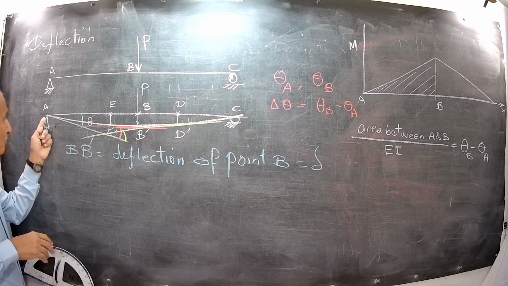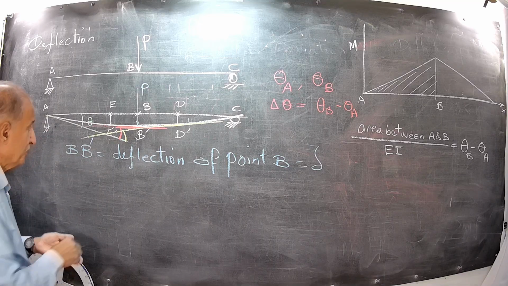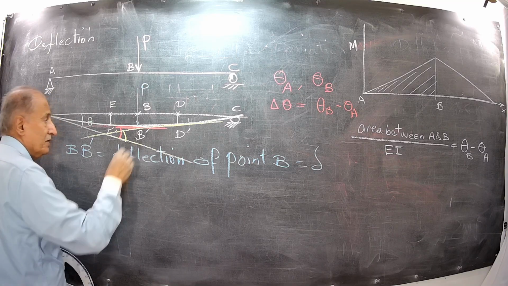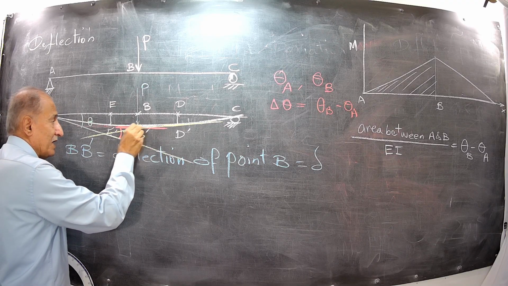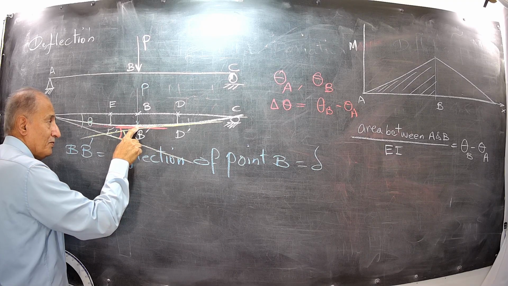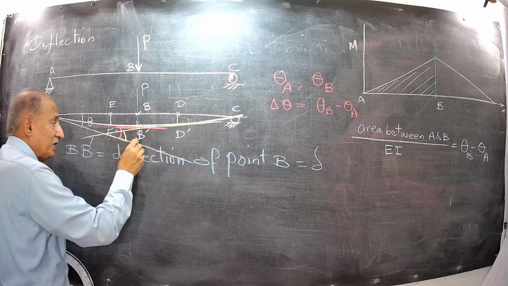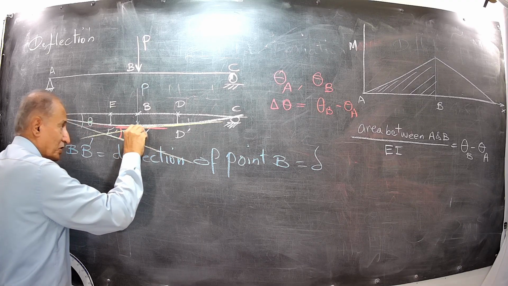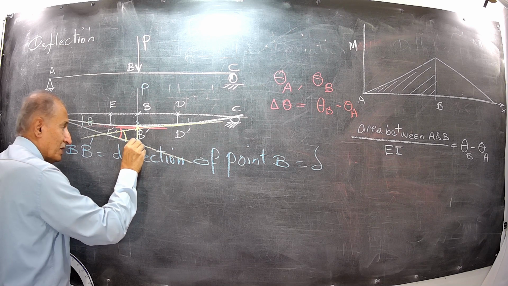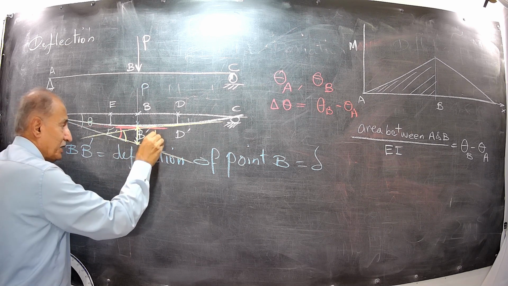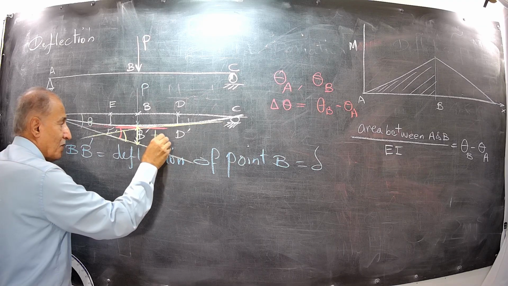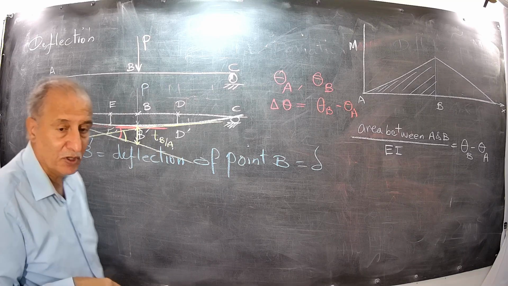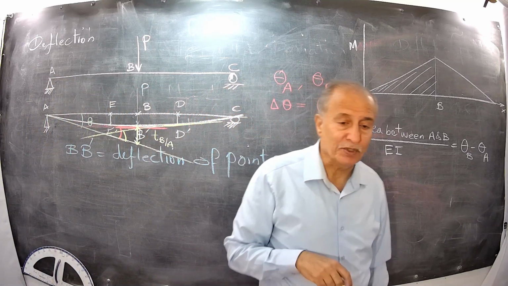If I draw the tangent at A, I continue that. Deviation is this distance of the deflected point B on the deflected shape to this tangent. This length is called the deviation of point B of the beam, and we call it T of B with respect to A. We call it deviation of B with respect to A and show it as TBA.